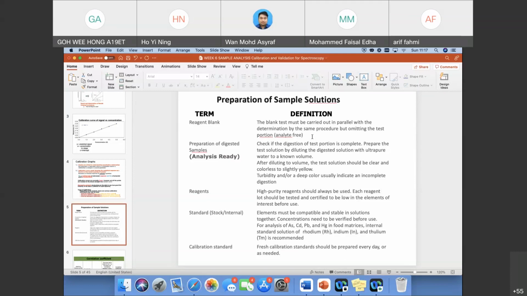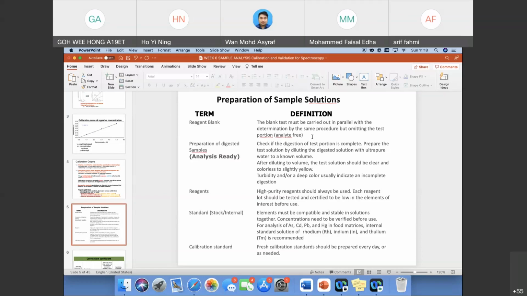For example, you want to analyze sodium in a seawater. Your sample must be seawater with sodium. Your blank must be seawater without sodium, because we don't want your blank to have some sort of value for sodium later on. The blank must be free from analyte.